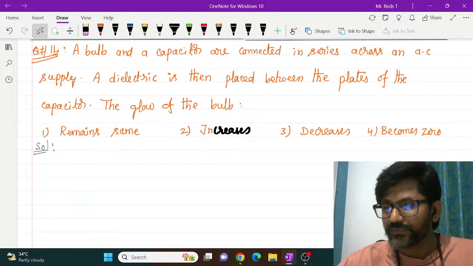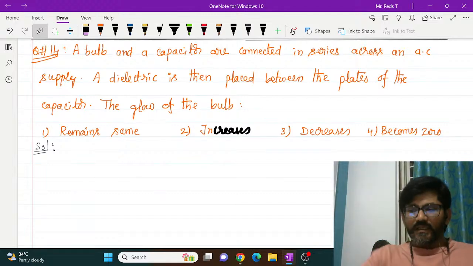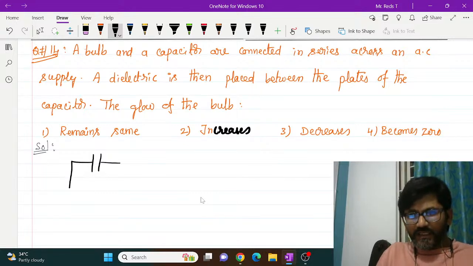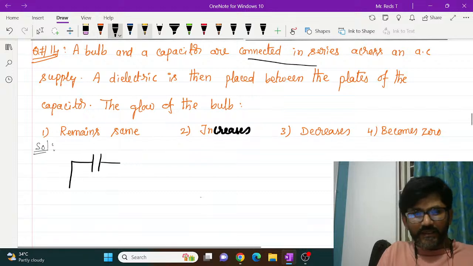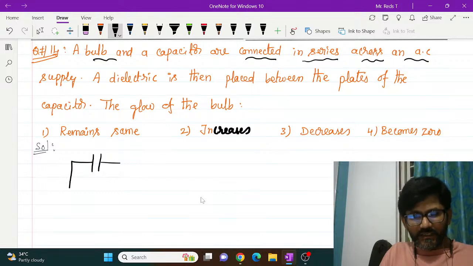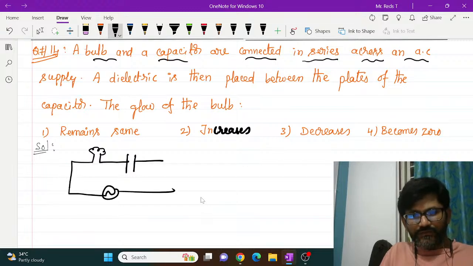As in the figure, there is a parallel plate capacitor, and it is connected in series with an AC source. A bulb and a capacitor are connected across an AC supply, so a capacitor here and a bulb here, either way you can take it. The parallel plate capacitor is connected to an AC source.